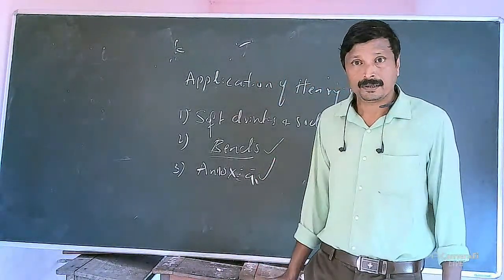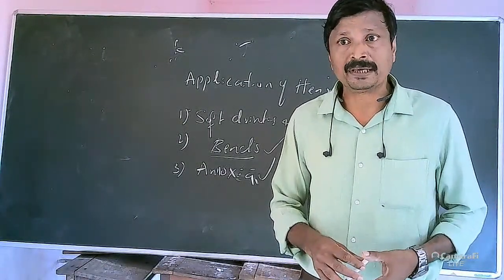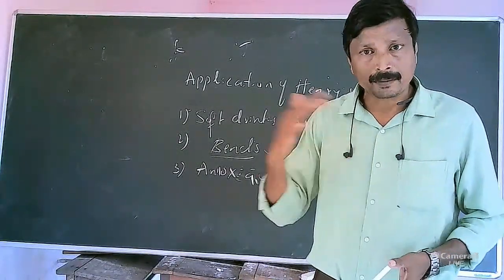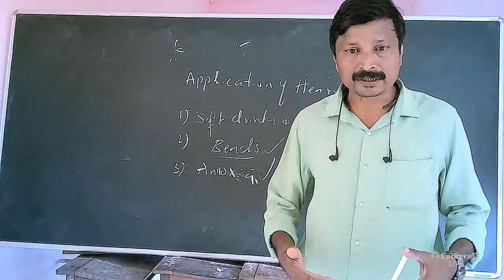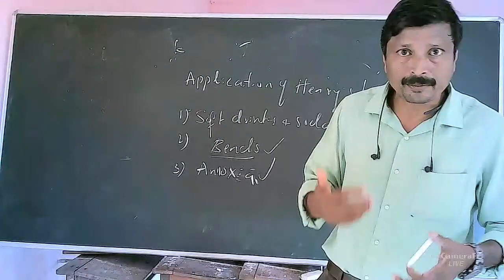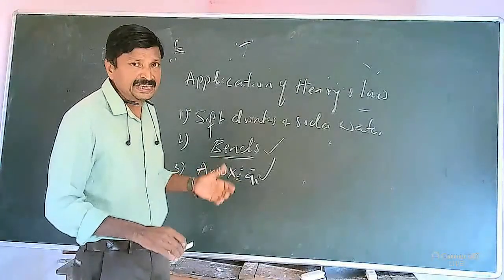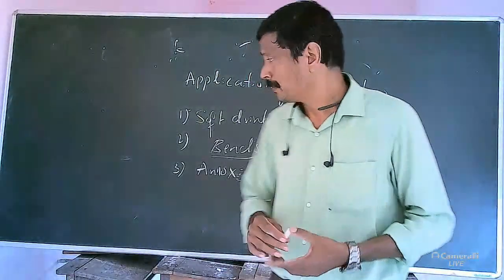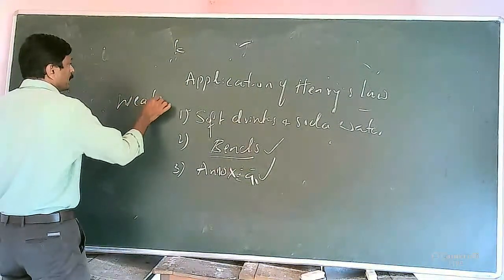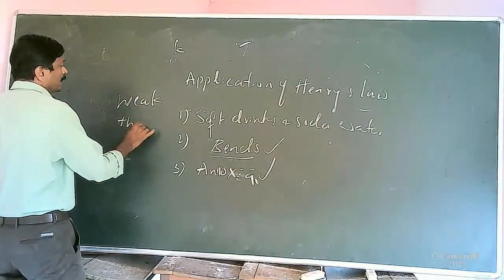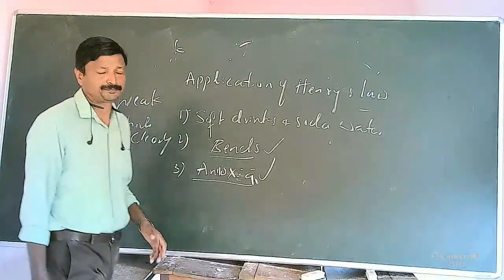Third one is anoxia. Anoxia is due to the low partial pressure of the air. At higher altitude, the partial pressure of the air is less. Therefore, the dissolved oxygen in our blood is less. This leads to a medical condition where the person becomes weak and cannot think clearly. This medical condition is called anoxia.